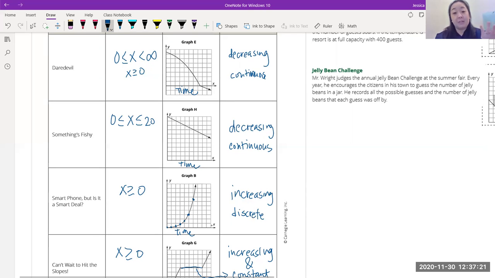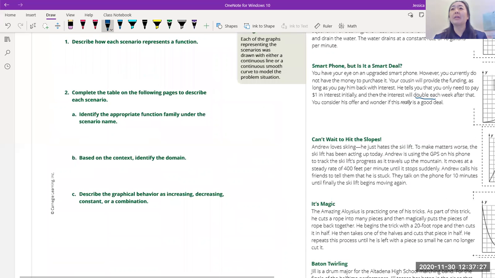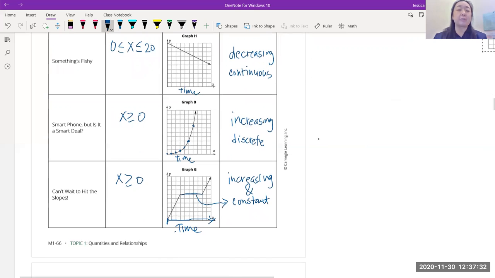It can go on indefinitely. Unless I read it wrong, pretty sure that was it. So there is no time of when you need to pay it back by. So that just goes on forever. Hopefully not, because you're going to owe him an exorbitant amount of money. So can't wait to hit the slopes. So this one, remember the ski lift, and then he gets stuck here.